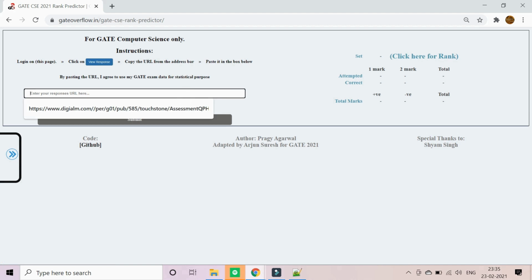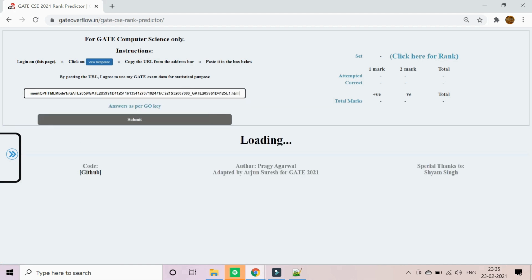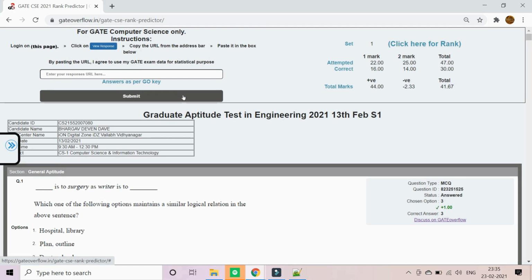Here, you can enter the response URL. Once the response URL is entered, the page gets loaded and everything comes here. The response URL should be from the GATE website. For this, clicking on this page, the IITB link opens. There you can log in and get the response URL.